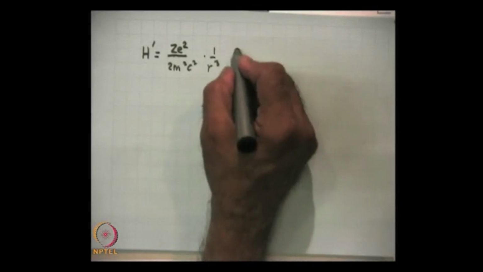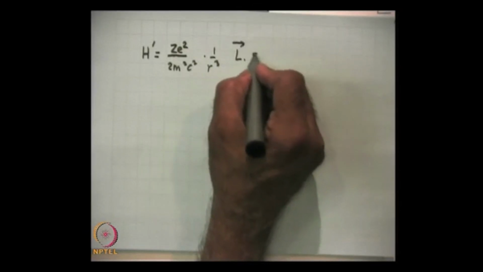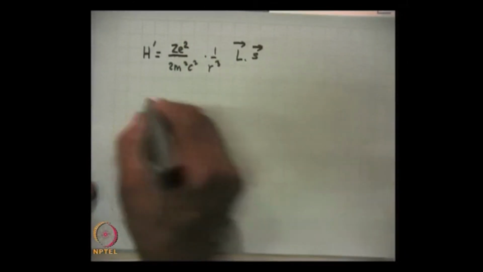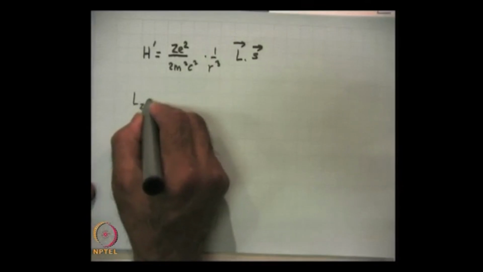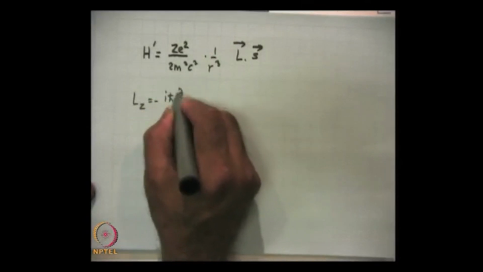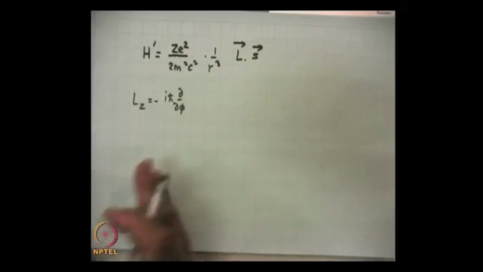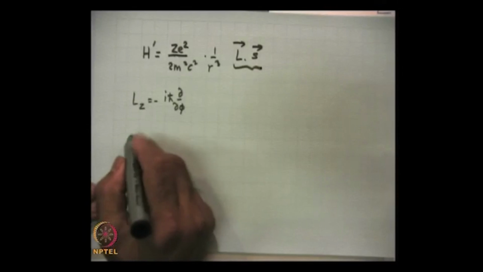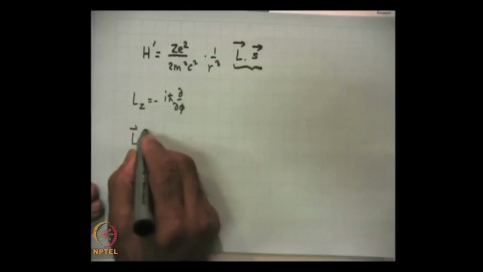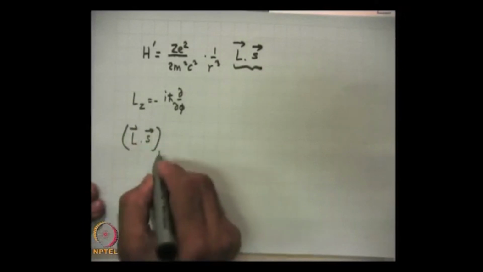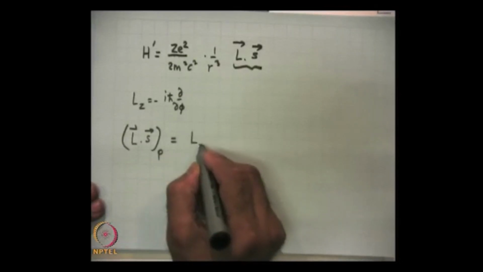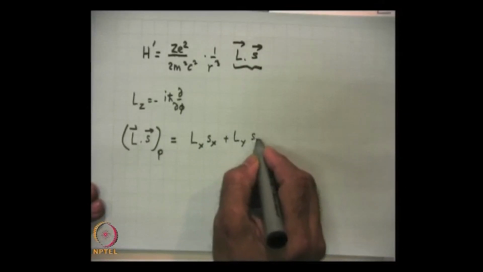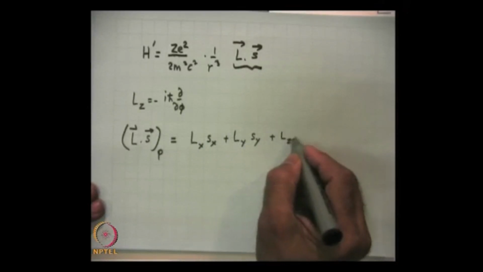So, we wrote down this as L dot S. Now, L we know these are operators Lx, Ly, Lz, we had done that. For example, Lz is minus i h cross del by del phi, and the eigenfunctions are the spherical harmonics. What does this represent? L dot S in the Pauli representation is this: Lx Sx plus Ly Sy plus Lz Sz.